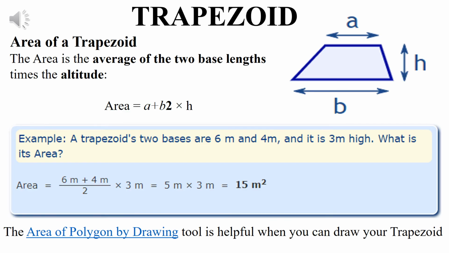Area of a trapezoid. The area is the average of the two base lengths times the altitude. Area is equal to (a plus b) over 2 times h. Example, a trapezoid's two bases are 6 m and 4 m, and it is 3 m high. What is its area? Area is equal to (6 m plus 4 m) over 2 times 3 m, which is 5 m times 3 m, which is 15 m squared. The area of polygon by drawing tool is helpful when you can draw your trapezoid.